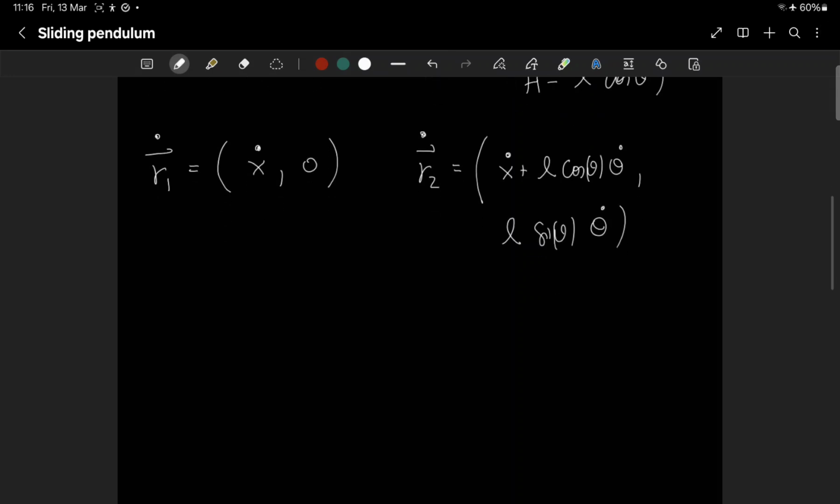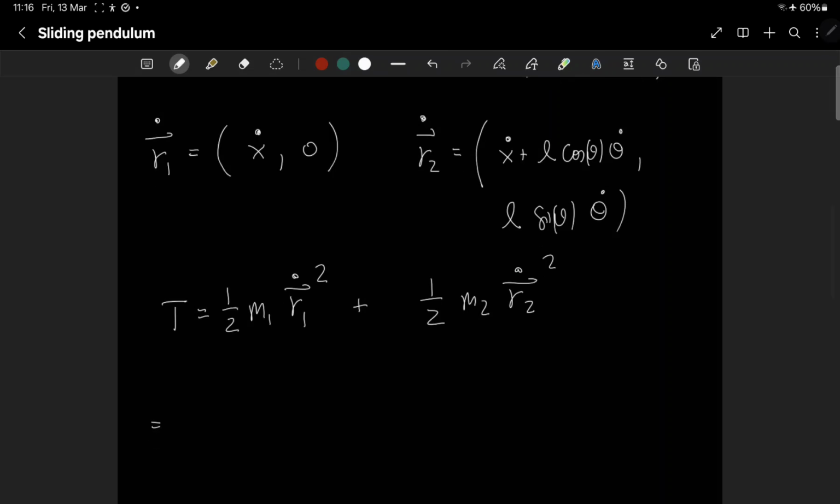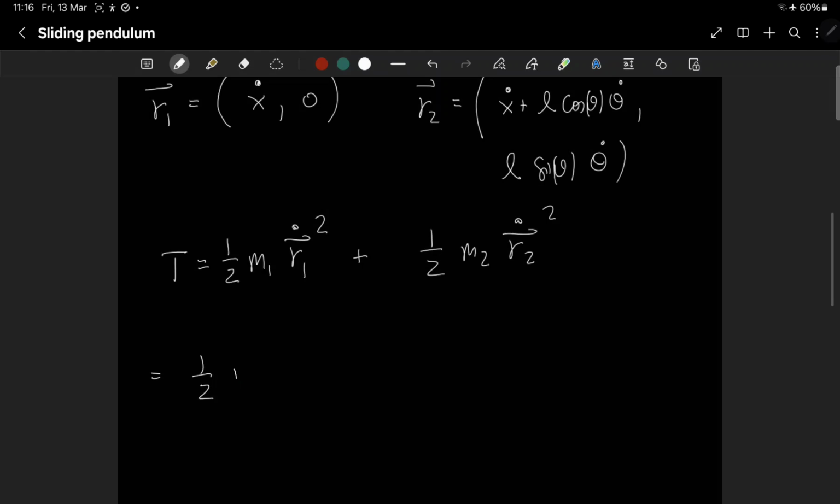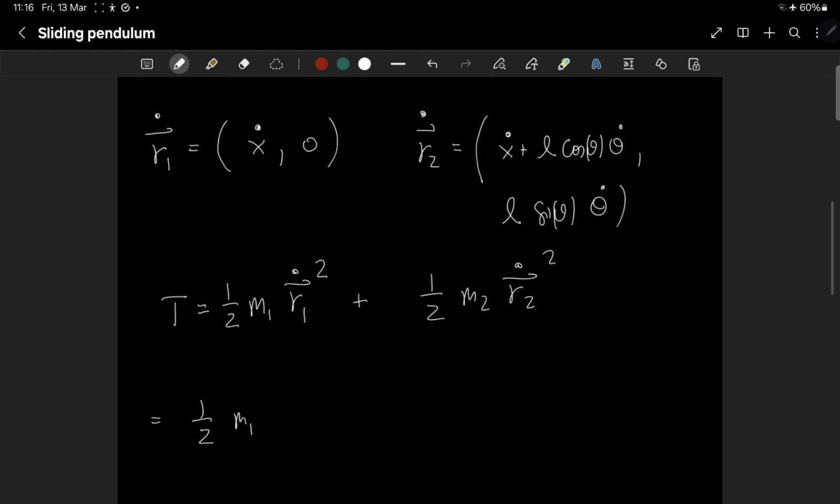Now to calculate the kinetic energy, we just have one half m1 r1 dot squared plus 1/2 m2 r2 dot squared. So let us calculate this. We have 1/2 m1, and then we take the x component squared plus the y component squared. The y component squared is 0. So that's just going to be x1 dot squared.